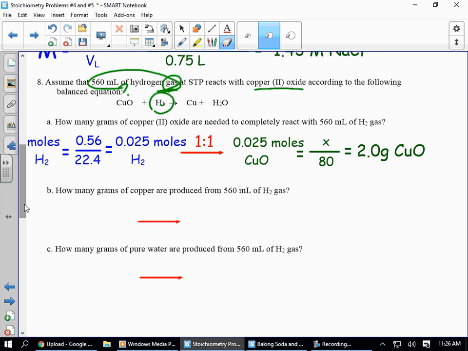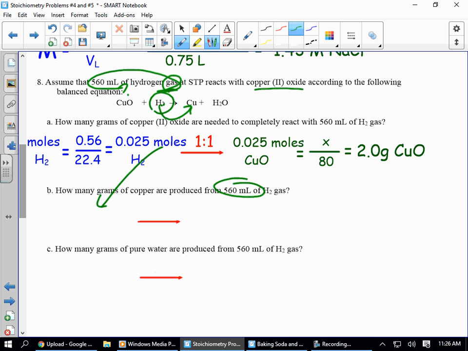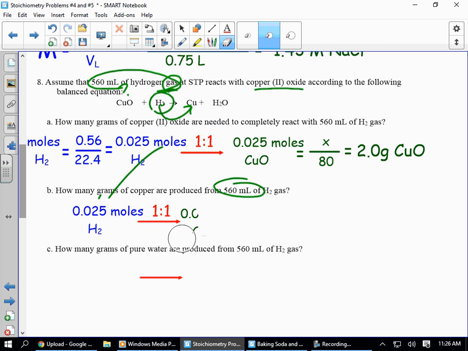How many grams of copper are going to be produced? Now I'm going to go from here to here. We're using the exact same amount of gas, so I can bring those moles down, or you can divide it again if you feel so moved. It's a 1-to-1 ratio. That's how many moles of copper I make. And then I'm going to multiply by its formula weight to figure out how many grams of copper I make.